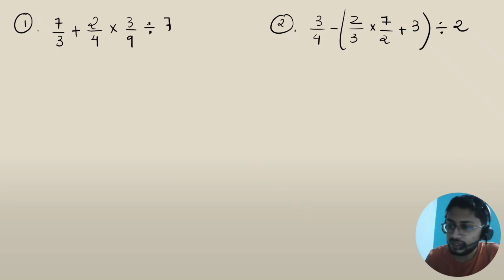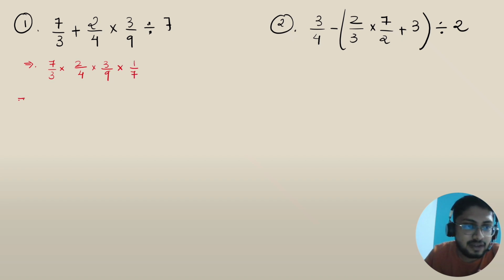Now we need to start the first lecture with the first question. If in a question you have 7 upon 3 plus 2 upon 4 multiplied by 3 upon 9 divided by 7, as per the rule, is there a bracket? No, so we need to start with the division. But as we know we cannot do division directly, so instead of division we use multiplication, and then it's 1 upon 7.